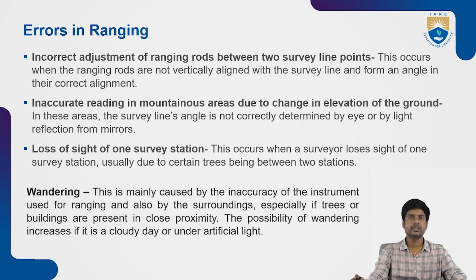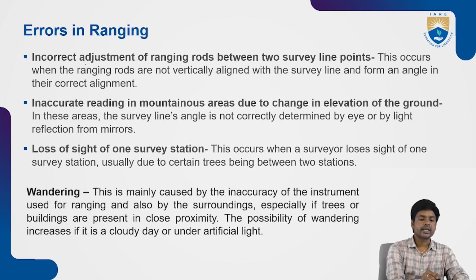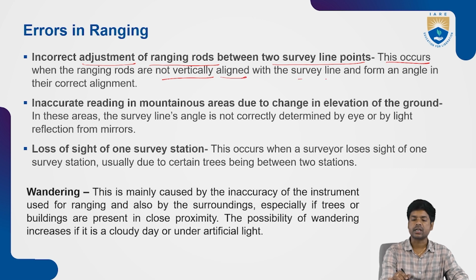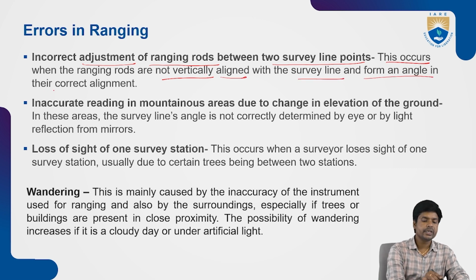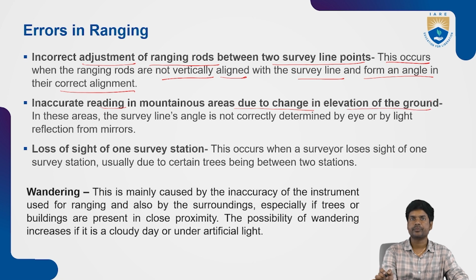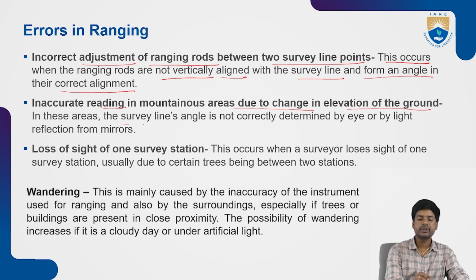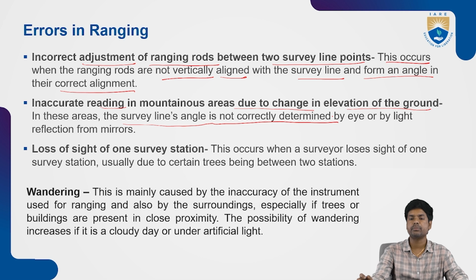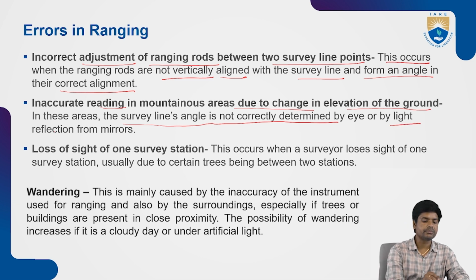Now, errors in ranging. Here we are going to get the following errors. First, incorrect adjustment of ranging rods between two survey line points. This occurs when the ranging rods are not vertically aligned with the survey line or form an angle in their correct alignment. Next, inaccurate reading in mountainous areas due to change in elevation of the ground. In these areas the survey line's angle is not correctly determined by eye or by the light of reflection from mirrors.